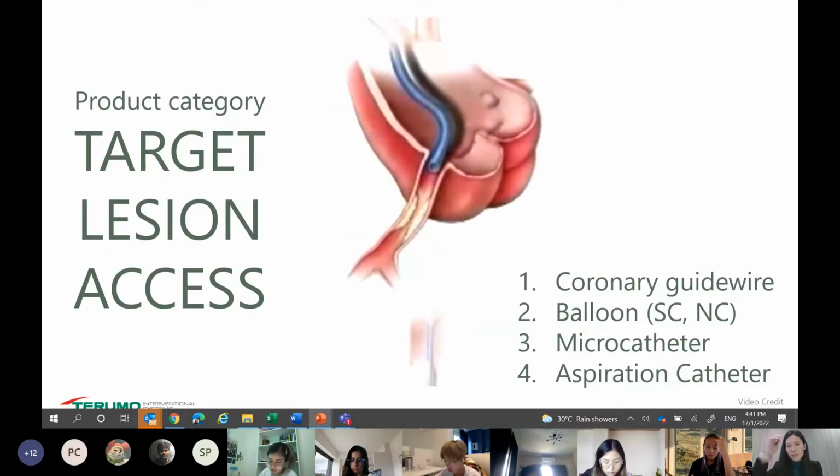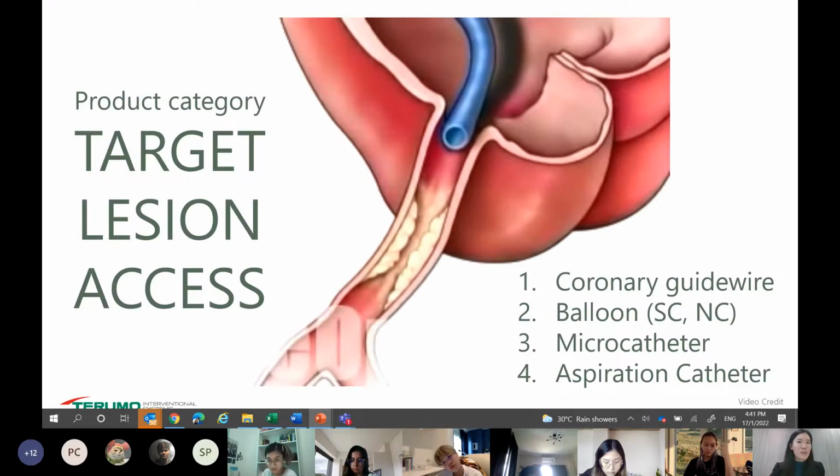Okay, so I'm conscious of time. Let me just very quickly run through all the devices. The next product category is target lesion access. From its name, you know that this is more specific to the lesion site. Sometimes it's known as a treatment device also, but not so much. These devices have to reach and cross the lesion that operators need to treat. Then these products will allow for treatment catheters to come in.